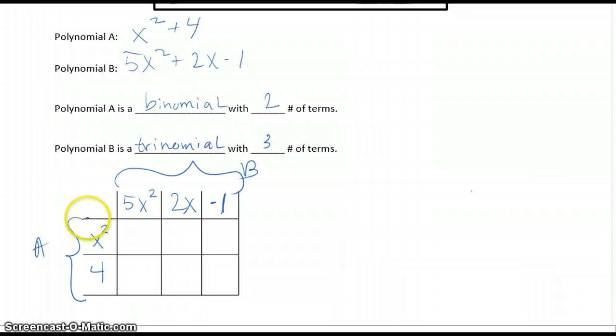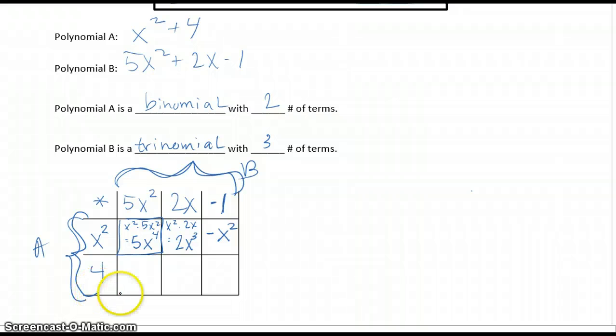So now that we have each of our terms of polynomial A on the side and each of our terms of polynomial B on the top, we're going to fill in the chart by multiplying the terms together. In this first box here, we're going to take x squared from the side times 5x squared from the top, which gives us 5x to the fourth. X squared times x squared, you add the exponents, so you get x to the fourth. In the second box, we're going to take x squared from the left and multiply it by 2x on the top, which gives us x to the third power. And we have x squared times negative 1, which is negative x squared.